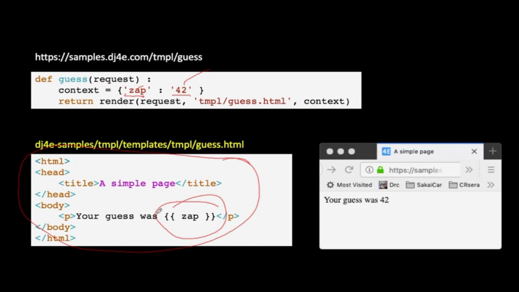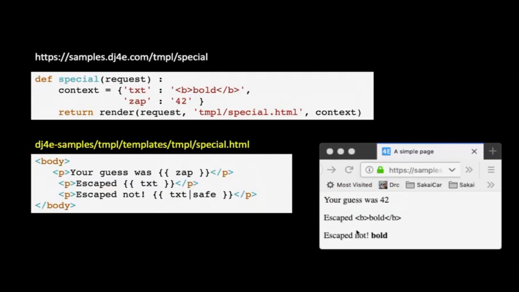So this is really focusing on what's in that context and how things come out of the context. This name here, zap, in the context means pull the thing out of the context under the string name zap, and then it substitutes the results, like the 42. So instead of saying "guess was zap," it's "your guess is 42." So that's really focusing on the substitution.